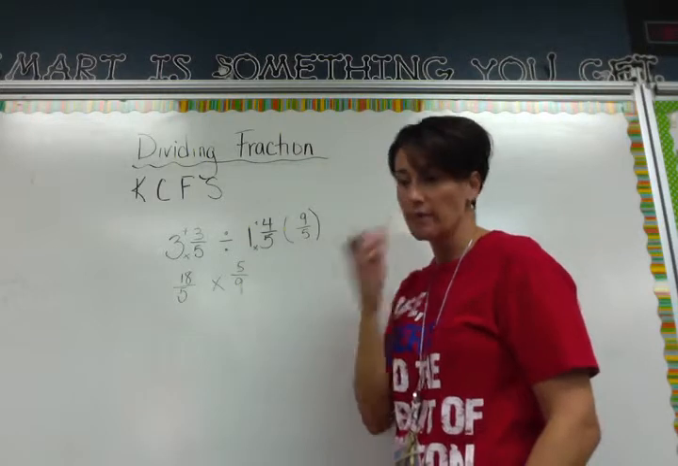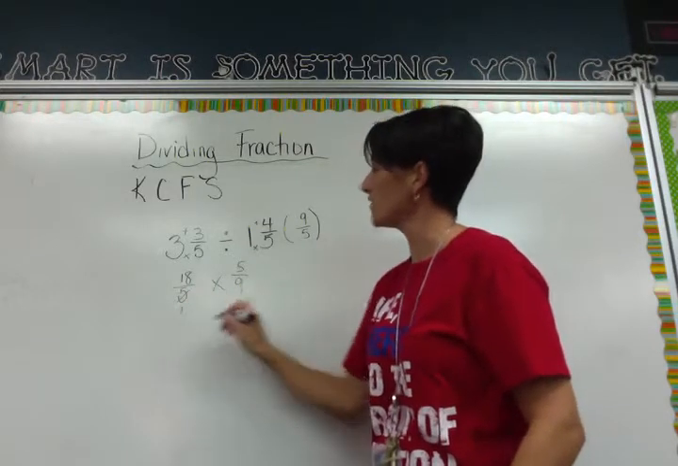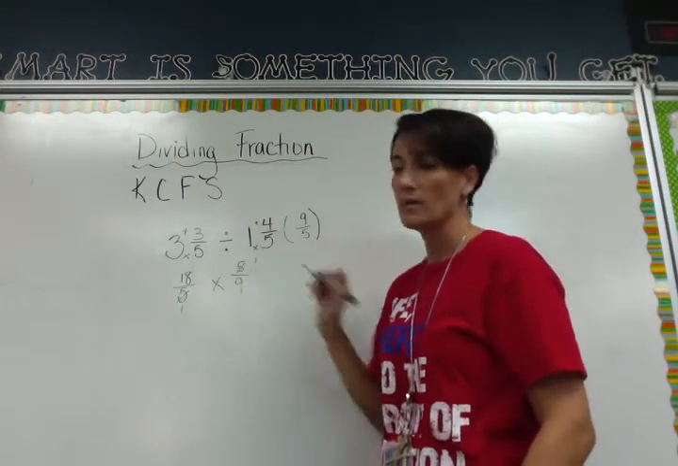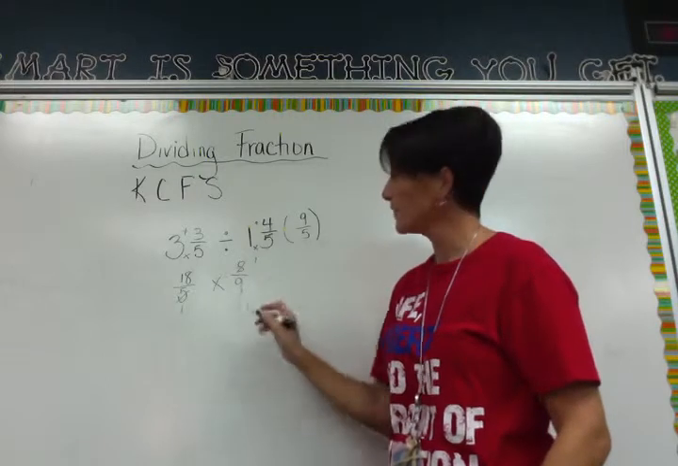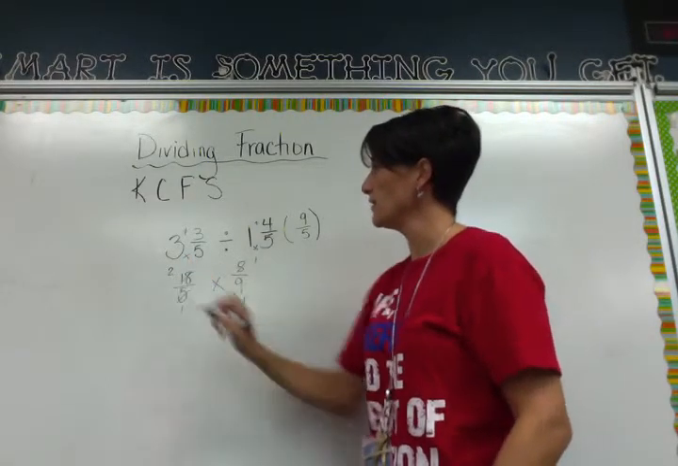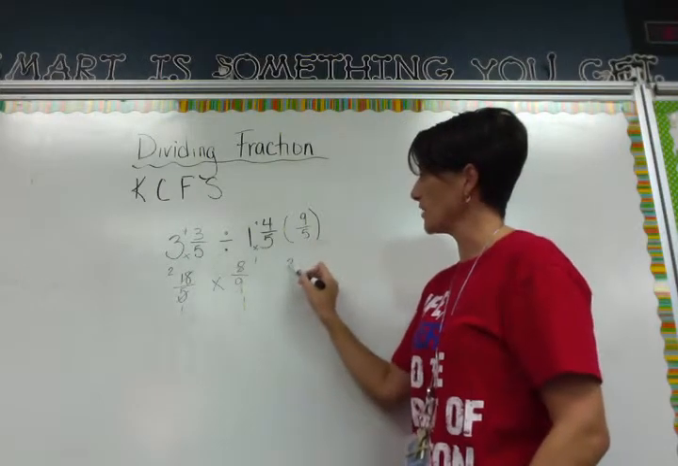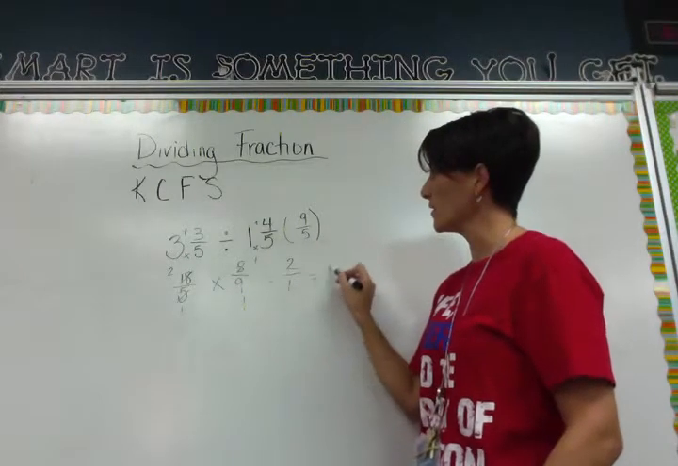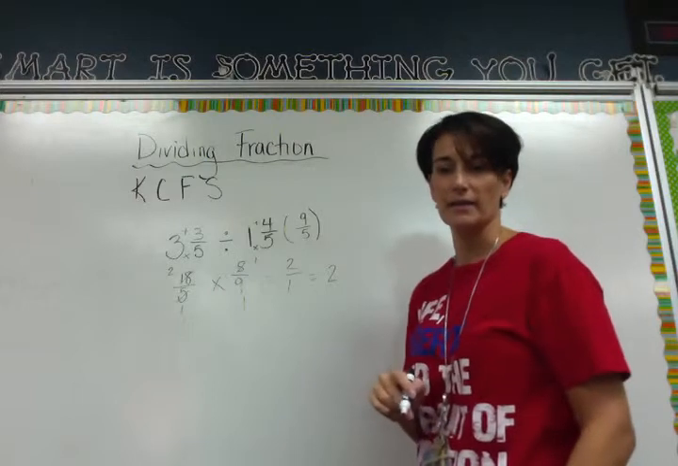Again, I'm going to try to simplify. So my 5 can go into 5 one time. 5 can go into 5 one time. 9 goes into 9 one time, and 9 goes into 18 two times. And again, I would end up with 2 over 1, or 2 as my answer.